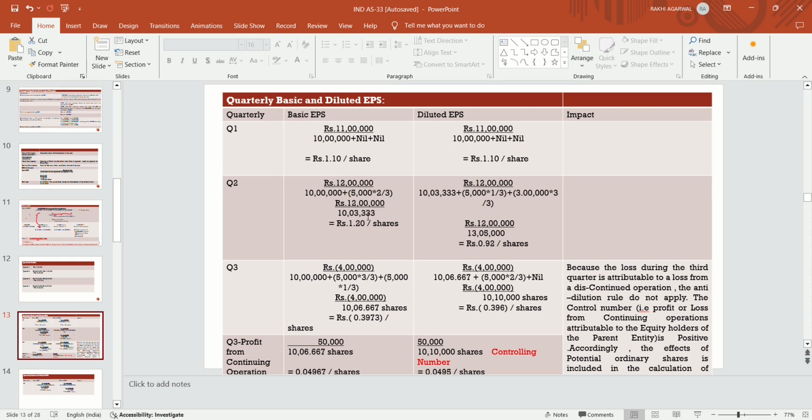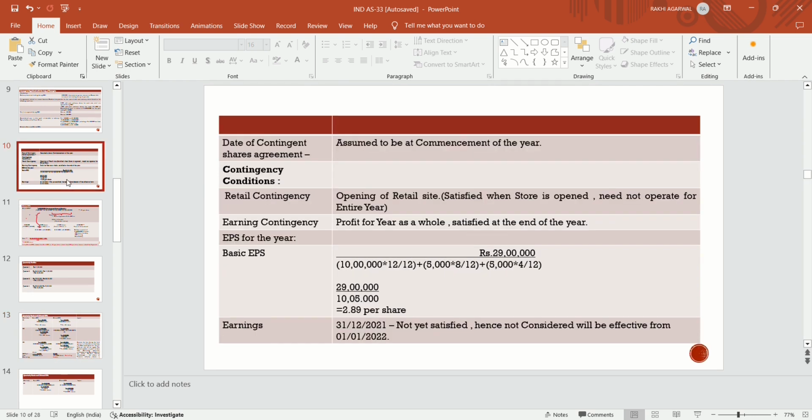3,333 plus. They have potential effects of retail contingencies, 5,000 shares for 1 month because in April there is a potential contingency. So 1 divided by 3 in case of diluted EPS. For the month of April, the effect is 5,000 into 1 by 3, because May and June effects are already taken in the calculation of 10 lakh 3,033. We have to give the effect of 1 month, 5,000 into 1 by 3, plus profit contingencies in quarter 2.